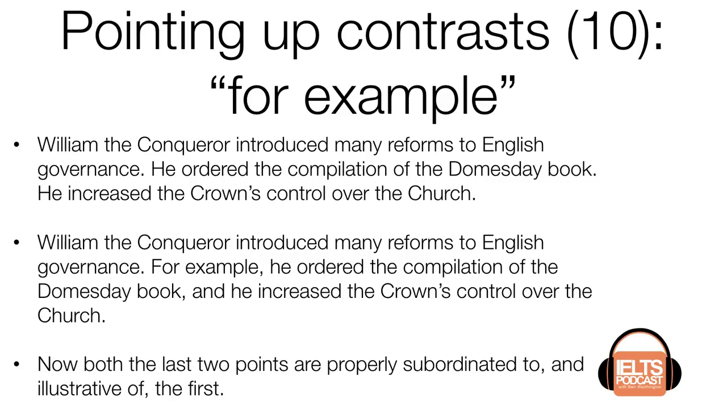William the Conqueror introduced many reforms to English governance. For example, he ordered the compilation of the Domesday Book, and he increased the crown's control over the church. Now, the last 2 points in that paragraph are properly subordinated to and illustrative of the first. It's strengthening the example, it's strengthening our argument, and it's basically drawing a picture, giving you a reference of what reforms William the Conqueror introduced into English governance.